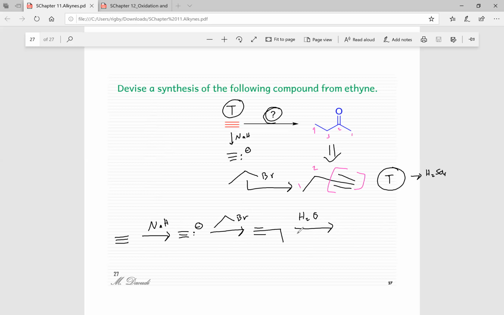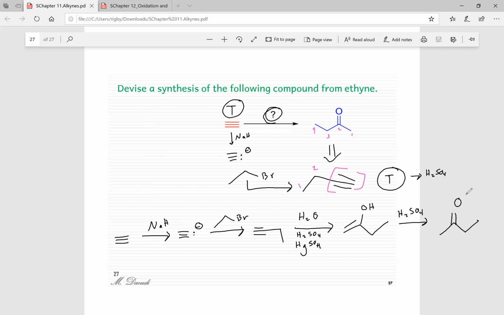So H2O, H2SO4, HgSO4, and then we end up with our enol. I know there's a lot. We end up with our enol, and then we're going to tautomerize using whatever acid we had before. Usually you would just go straight into the ketone. I just want to mention that the enol is formed. It just tautomerizes spontaneously into our final ketone. Okay? Does that make sense? Does anybody have any questions about that synthesis?